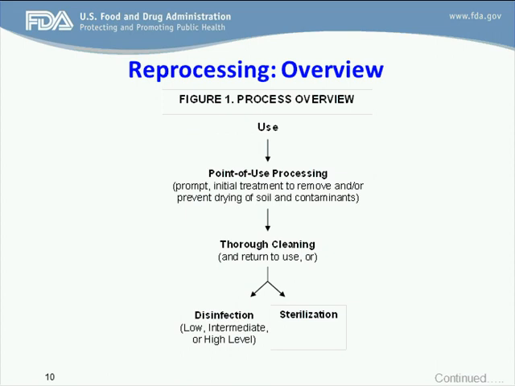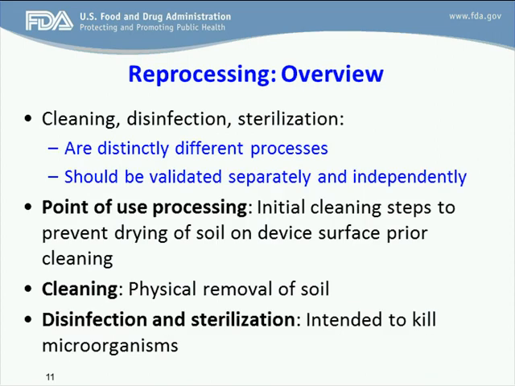This diagram is an overview of reprocessing from the point of use processing step to cleaning and finally to disinfection or sterilization. Cleaning, disinfection, and sterilization are distinctly different processes and should be validated separately and independently. Point-of-use processing is the initial cleaning steps that are intended to prevent drying of soil on the device surfaces prior to cleaning. Cleaning is the physical removal of soil, and disinfection and sterilization are intended to kill microorganisms.